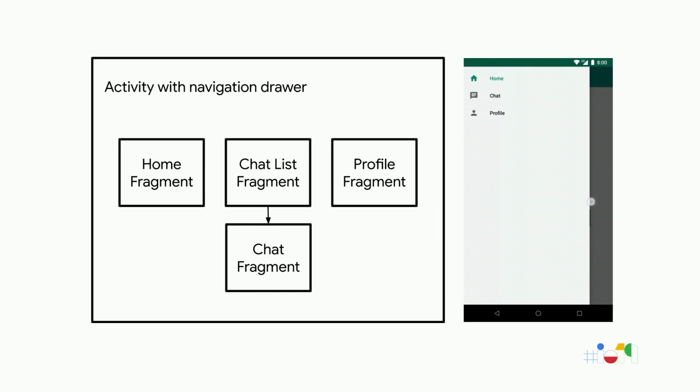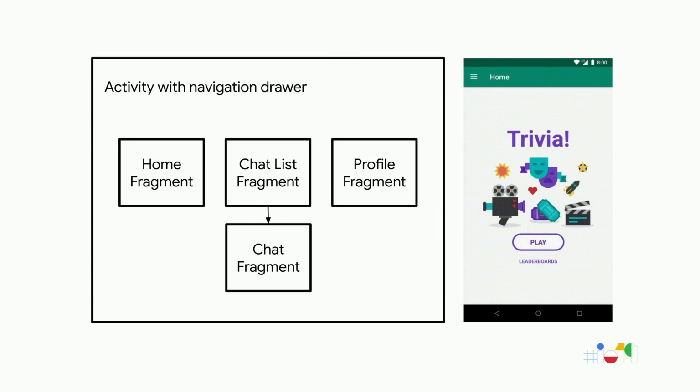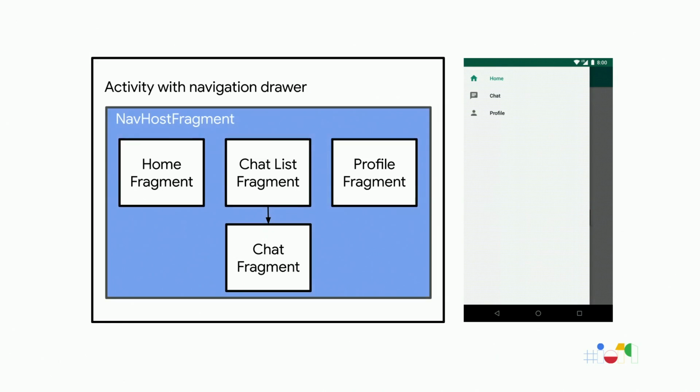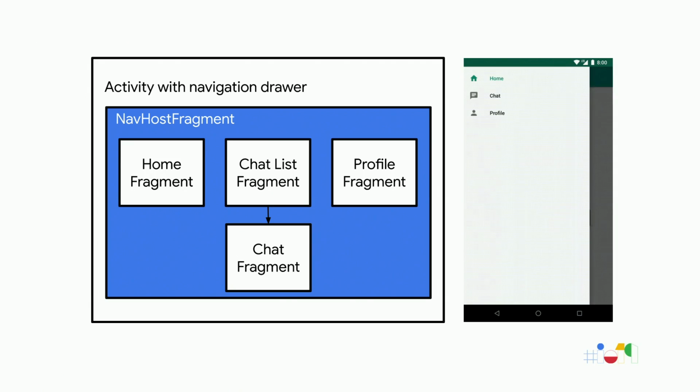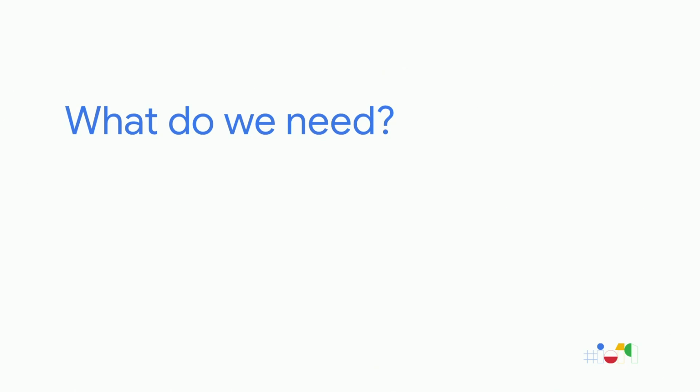So we chose fragments here because they provide a really good integration with other architecture components like view models and lifecycle. And to actually make this all work, we're putting all of these fragments in a nav host fragment. This is the thing that navigation provides for you, which is basically the container where, as we swap between these different screens in our app, the nav host fragment is what's actually going to be that container in your layout.